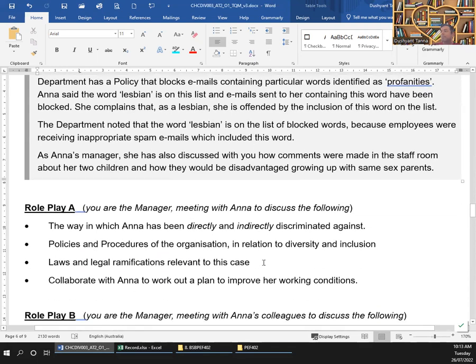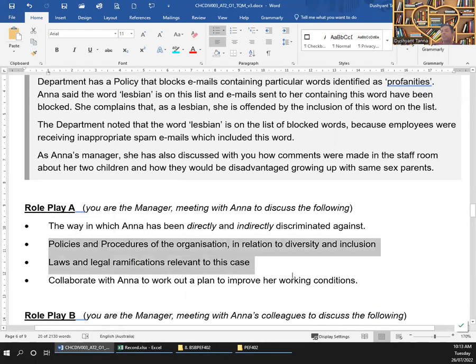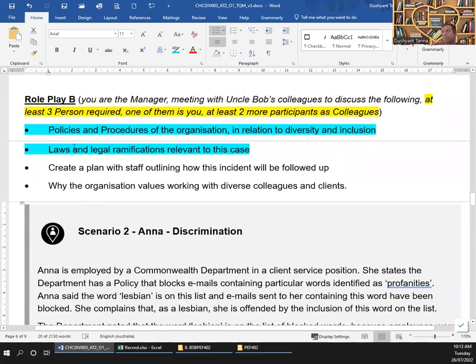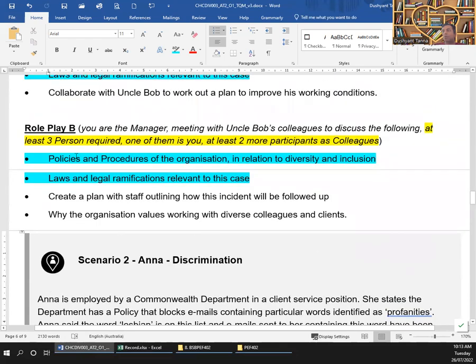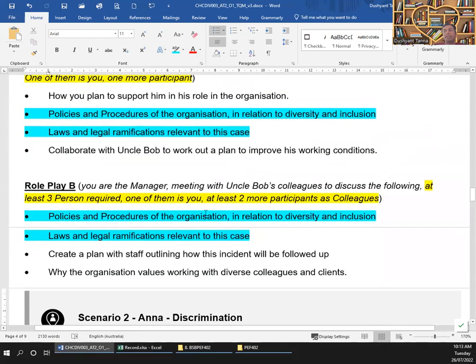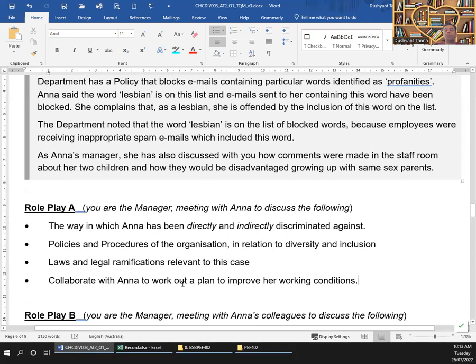Right. Again, some of the things are similar. Policy and procedure in the organization in relation to diversity and inclusion, same thing. Legal laws and legal ramification, collaborate with Anna to work out a plan to improve her condition. Collaborate with Uncle Bob to work out a plan, like this is almost the same. Rather than Uncle Bob, you're talking about Anna here. The first thing is the way in which Anna has been directly or indirectly discriminated against. This is something that you have to work on.